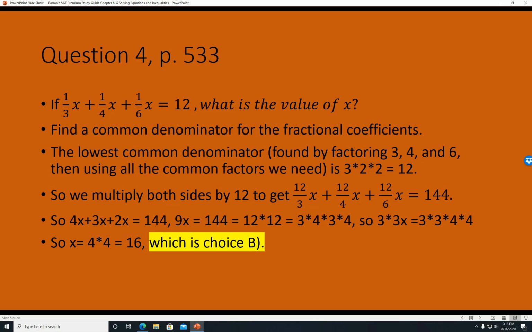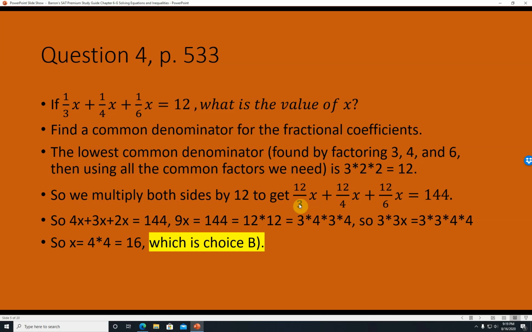Question 4, page 533. If 1/3 x plus 1/4 x plus 1/6 x is equal to 12, what is the value of x? Well, first you need to find a common denominator for the fractional coefficients. The lowest common denominator, which is found by factoring 3, 4, and 6, then using all the common factors we need, is 3 times 2 times 2, which is 12. So we multiply both sides by 12 to get 12 over 3 times x, 12 over 4 times x, and 12 over 6 times x equals 144.